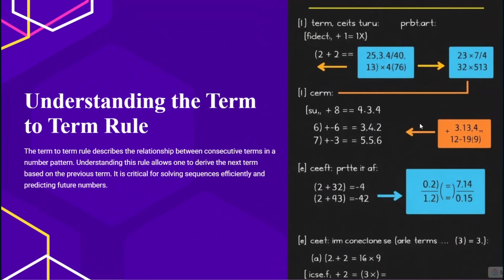So now we're going to go to our main topic, the grand one. Here we are understanding the term-to-term rule. The term-to-term rule generally describes the relationship between consecutive terms in a number pattern. This helps us to determine the next term in any pattern, where we determine that term using the aid of the previous term.